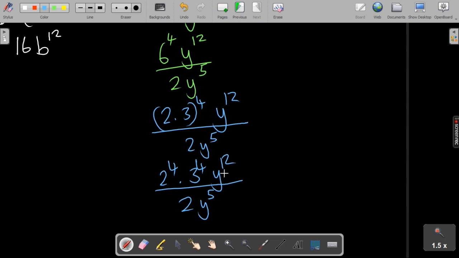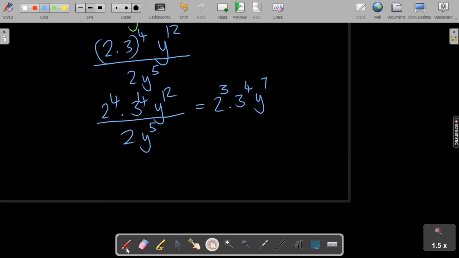So now we have 2 to the power 4. Let's move on to this side: 2 to the power 4 minus 1, which would be 3. The 1 comes from the bottom. Remember, when you have division, you're going to subtract. And that multiplies 3 to the power 4. Then we have y to the power 12 minus the 5 at the bottom, which will give us 7.